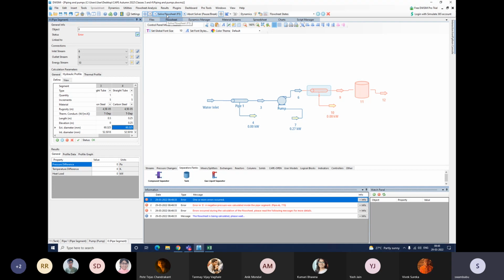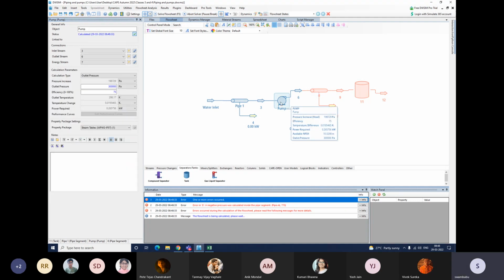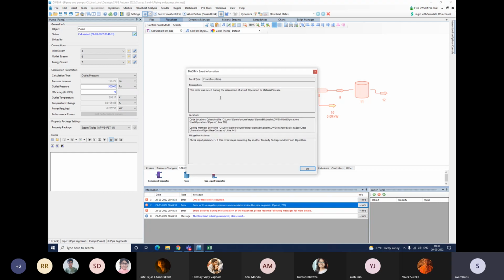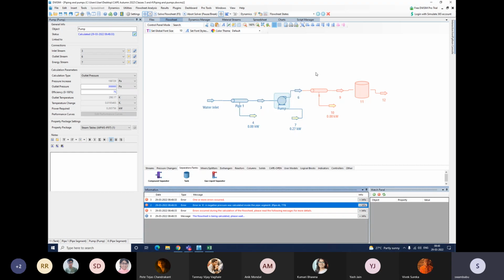Now it is giving an error. Let's say this is the pump, and the error is coming out of the pump. The error is that a negative pressure was calculated inside the pipe segment, and the error was raised in calculation. Negative pressure means what? Negative pressure drop. So the inlet pressure is lower than the outlet pressure.